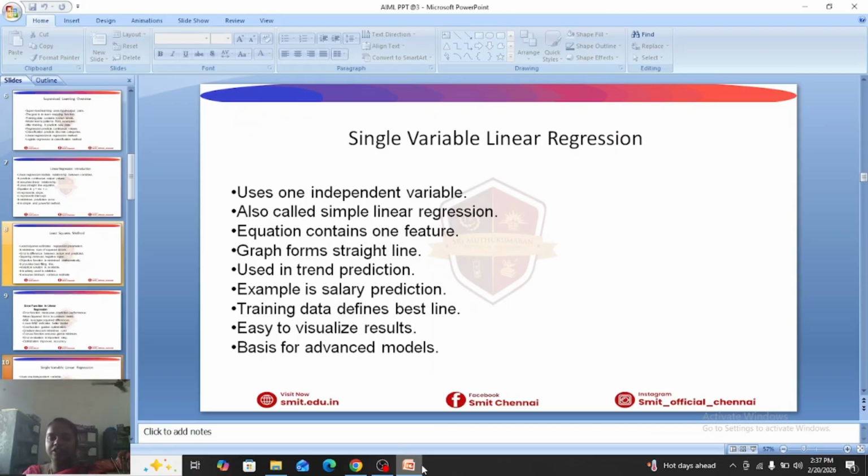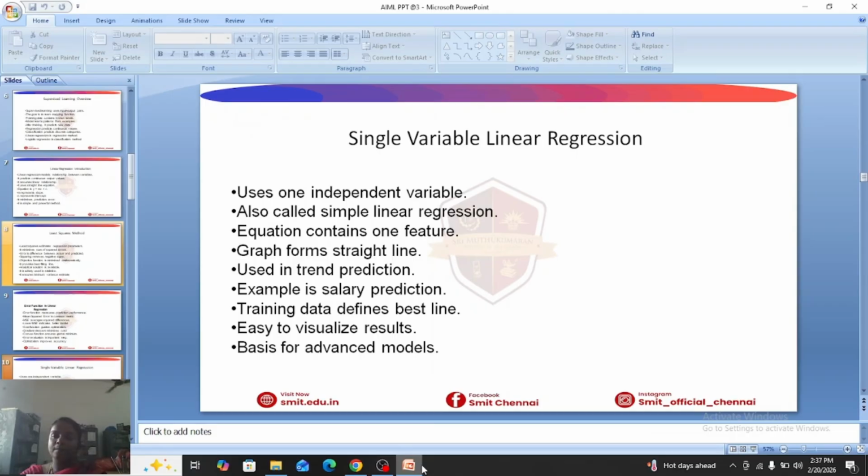An example is salary prediction. Training data defines the best line. It is easy to visualize results and is the basis for advanced models. The hypothesis is y cap equal to mx plus c, where y cap is the predicted output, x is the input variable, m is the slope, and c is the intercept.